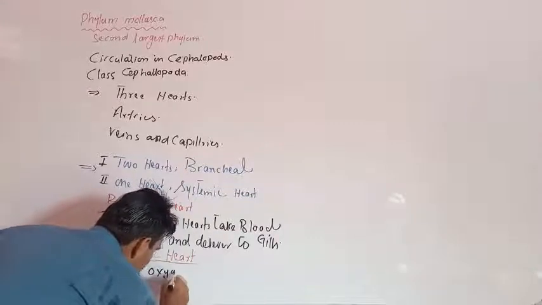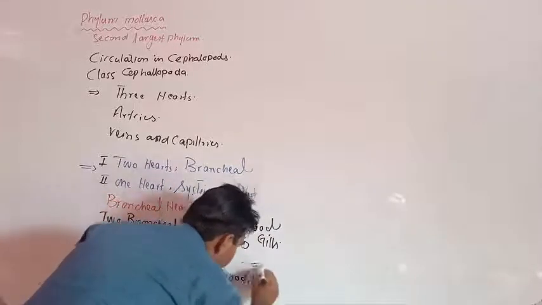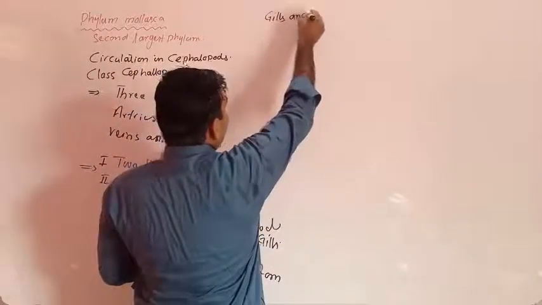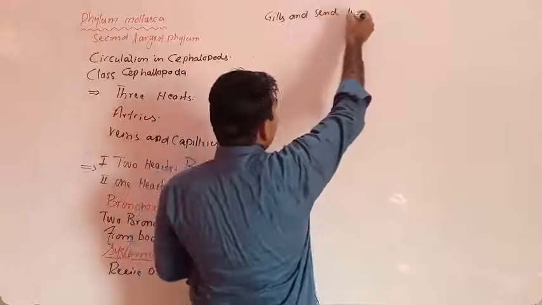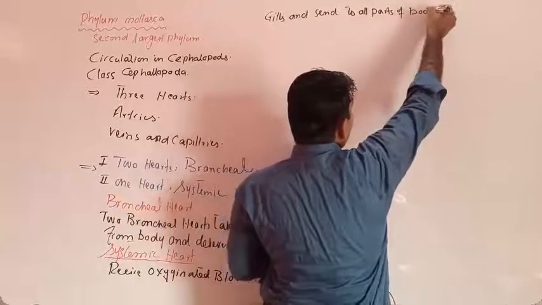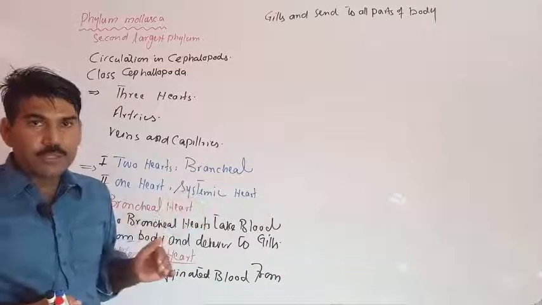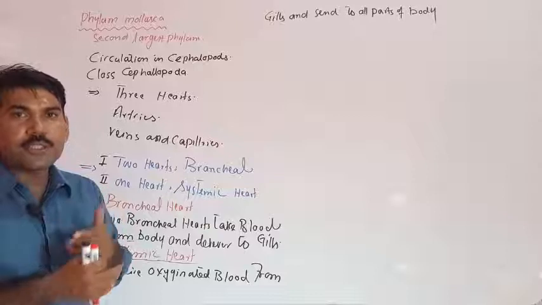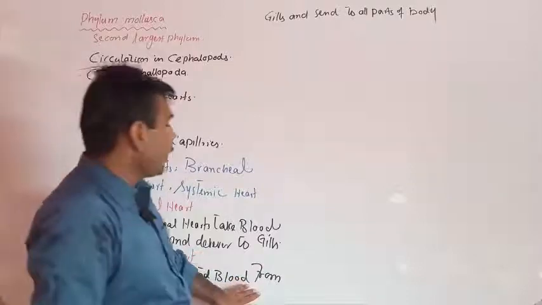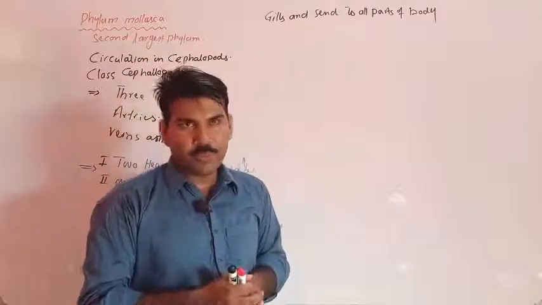from the gills and sends it to all parts of the body. It means the systemic heart receives the blood which is oxygenated, the oxygenation process actually taking place in the gills, and this oxygenated blood is received by the systemic heart and delivered to the body portions.